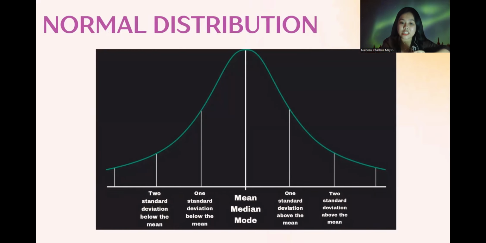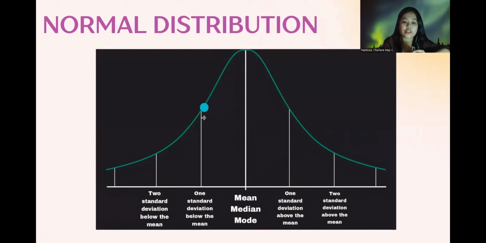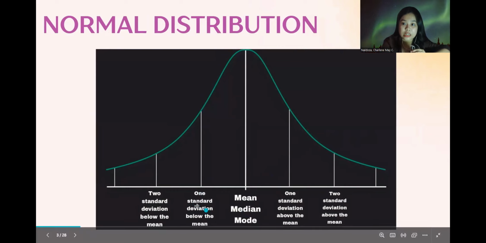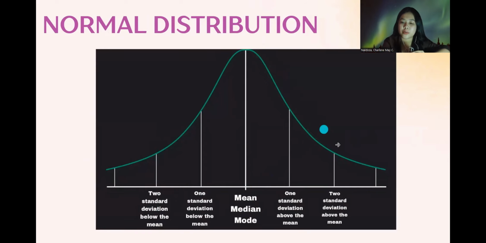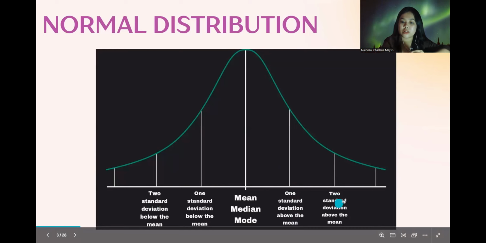So this is the perfect illustration of a normal distribution wherein the mean, median, and mode are at the center. From the center, go down to the left. The first segment, we call the one standard deviation below, or the first standard deviation below. Then the two standard deviations below, or the second standard deviation below. And from the center, go to the right: the one standard deviation above, two standard deviations above, and so on.